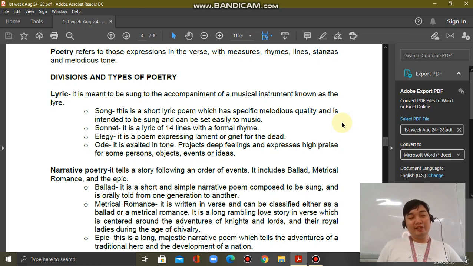And then, sonnet. A sonnet is 14 lines with a formal rhyme. Probably you're familiar with Shakespeare because he is the one who has so many sonnets. And I'm fortunate to have collections of it. And then, his famous sonnet is this. The title of which is... Ano bang start nun? I forgot.